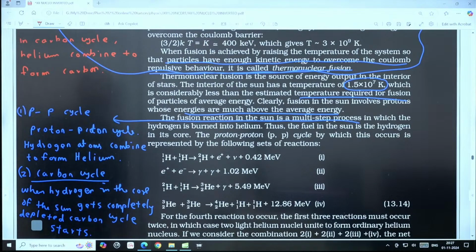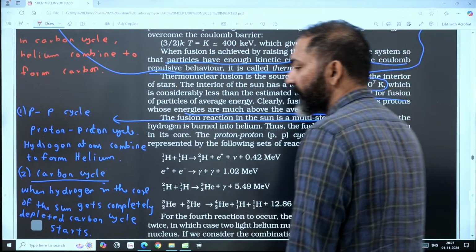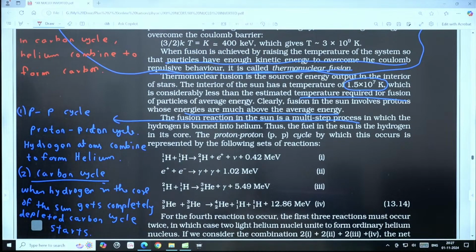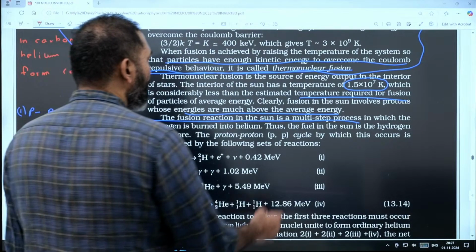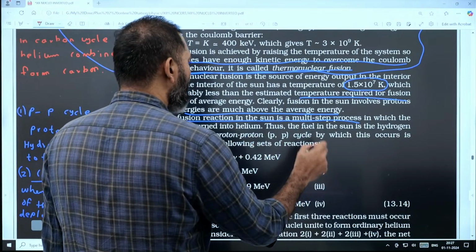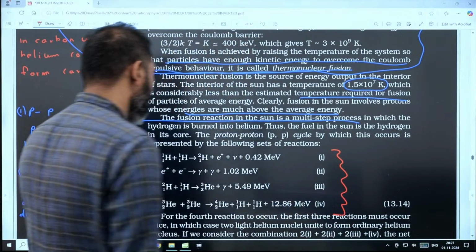So what are the two cycles in the sun? The PP cycle, proton-proton cycle, and the next one is the carbon cycle. What is the specialty of the proton-proton cycle? Hydrogen atoms combine to form helium. The fusion reaction in the sun is a multi-step process in which hydrogen is burnt into helium. Thus, the fuel in the sun is hydrogen in its core. The proton-proton cycle by which this occurs is represented by the following four sets of reactions.